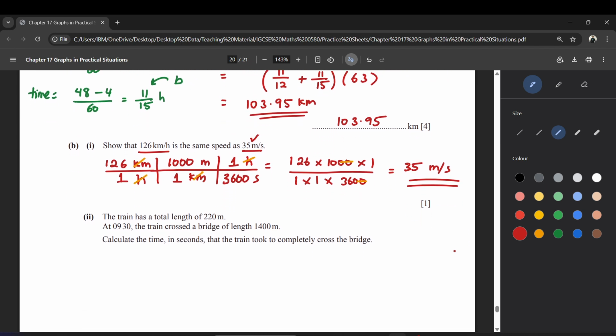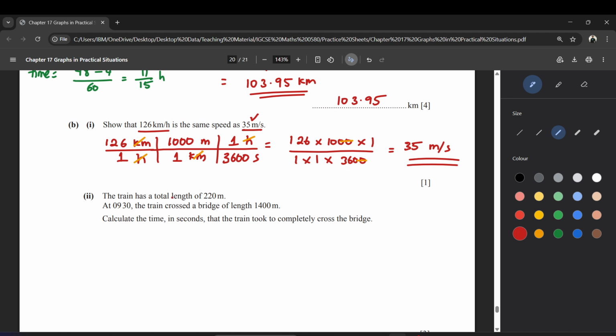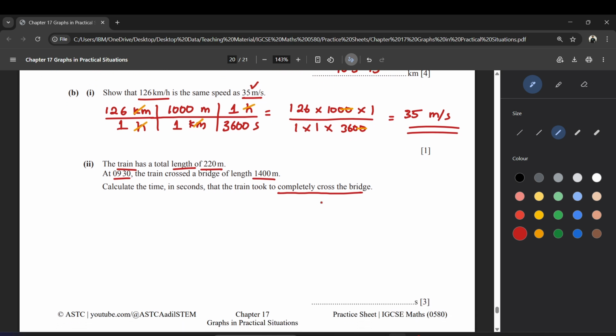Okay. Now, part two is the train has a total length of 220 meters. Okay, this is the length of the train. At 9:30, the train crossed a bridge of length 1400 meters. Calculate the time in seconds that the train took to completely cross the bridge. This is a very important part of the statement, okay? Now, usually what would students do is that let me draw this, okay? Let me make a quick sketch of the situation.